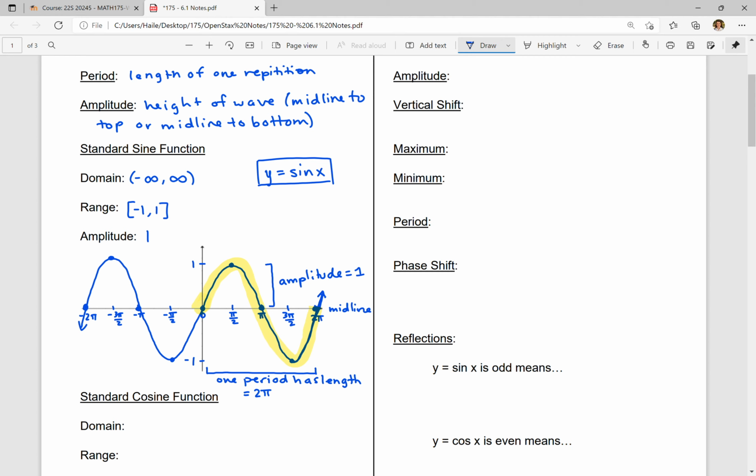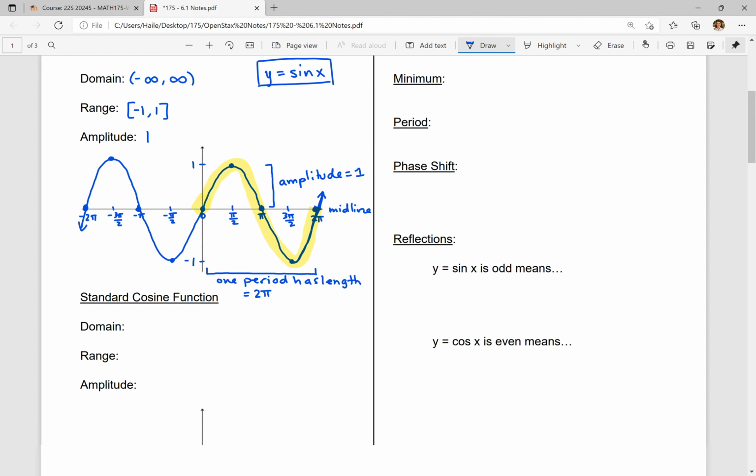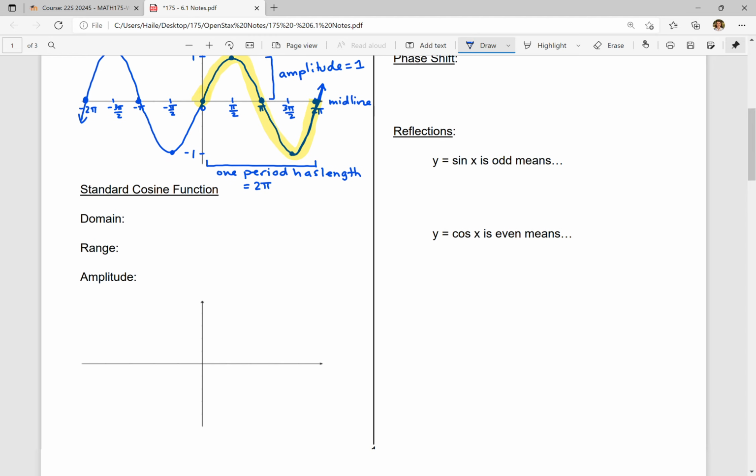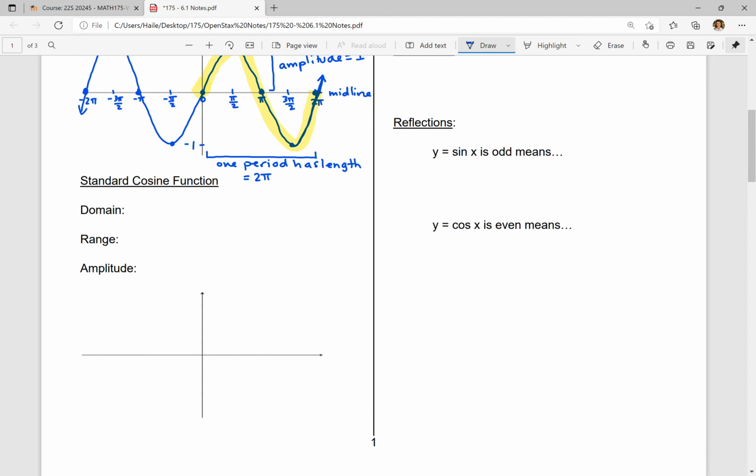The next one we're going to talk about is the cosine function, which is really similar. So first of all, the way that we write the cosine function is we say y is equal to cosine of x. And our domain and range, if you remember from the previous section, are actually the same as the sine function. So we still have a domain of all real numbers, and we have a range of -1 to 1. And so you might be able to guess that our amplitude is also going to be the same. So our amplitude of cosine will be 1.